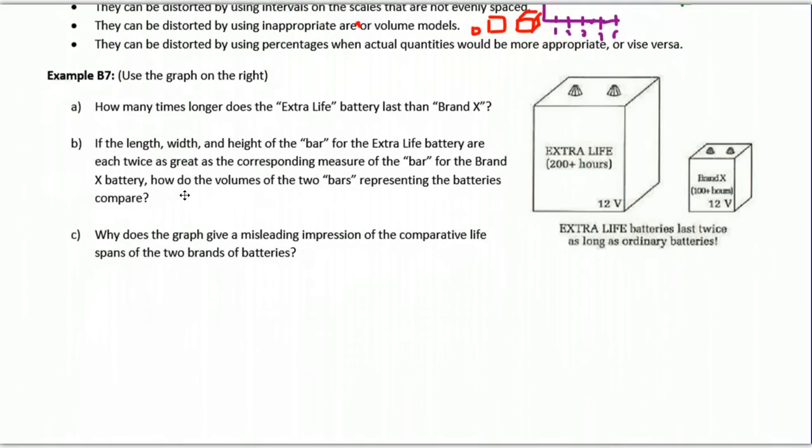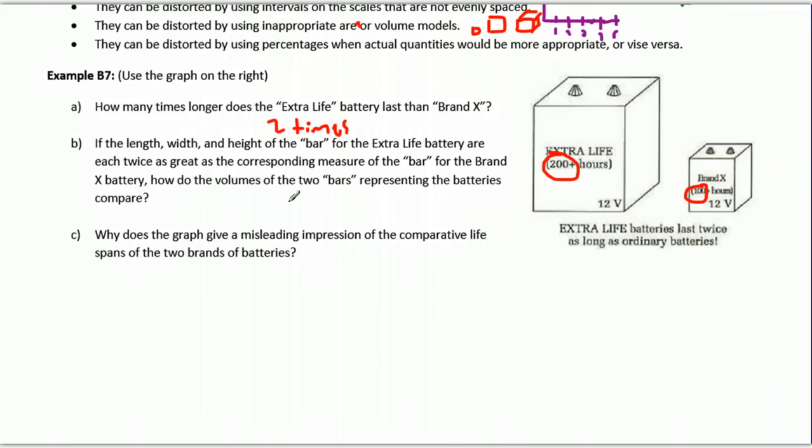So let's look at this example. How many times longer does the Extra Life battery last than this brand X battery? If we look for the number inside, this one says 200 hours and this one says 100 hours. So the Extra Life battery is 2 times longer. 200 is twice as much as 100.